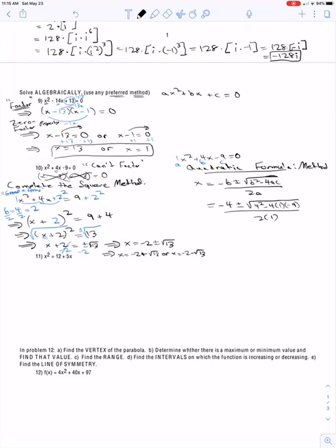The only thing with quadratic formula is you got to simplify. That's where your work comes in. So we got to make this look better. We need to get down to negative 2 plus or minus square root of 13. We've already solved it with completing the square, so we should be able to find that.